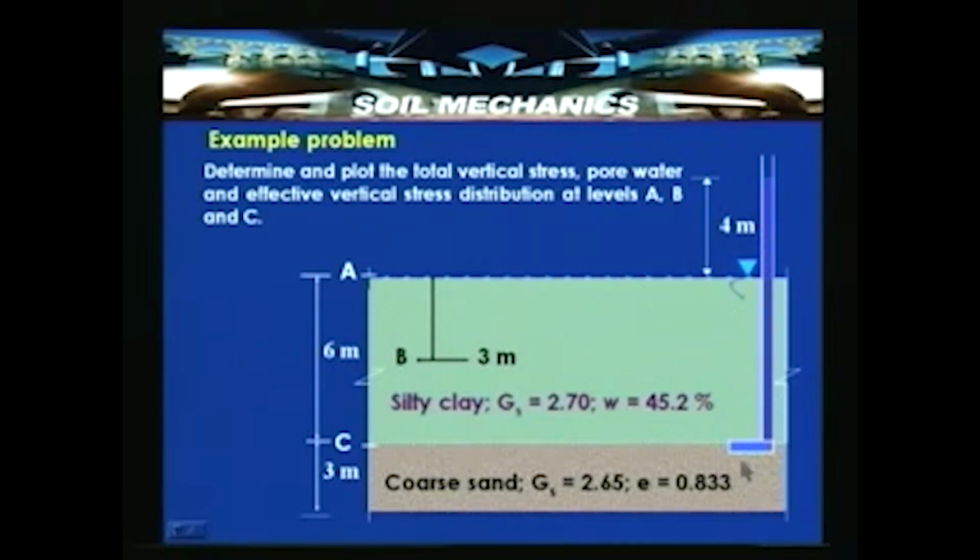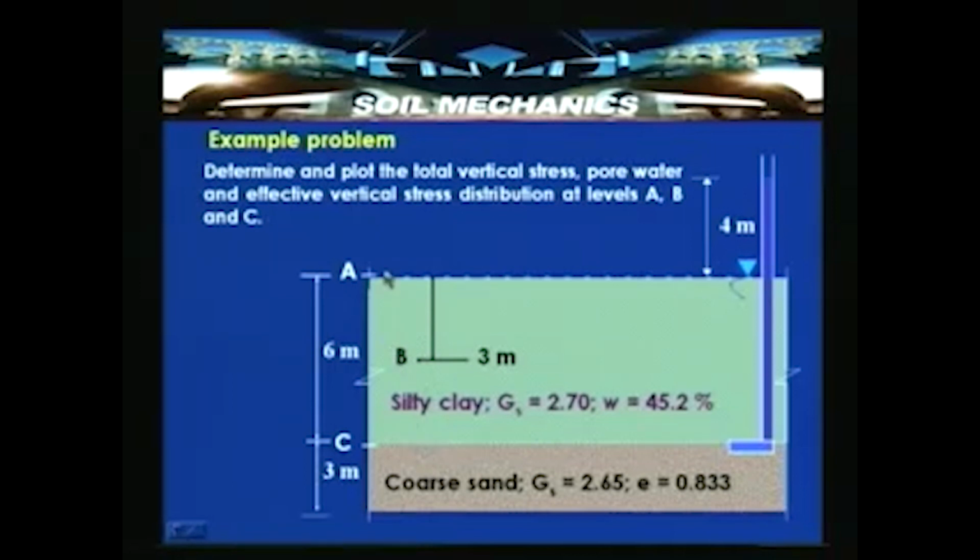By keeping in view the concepts already introduced, first determine the total vertical stress at points A, B and C, or at elevations A, B and C. Then, considering the flow taking place in the vertical direction, determine the pore water pressure at A, B and C. Then, subtracting pore water pressure from total stress, determine the effective stress. And from the given data, it is also possible to estimate seepage velocity. This can be estimated by knowing the coefficient of permeability.